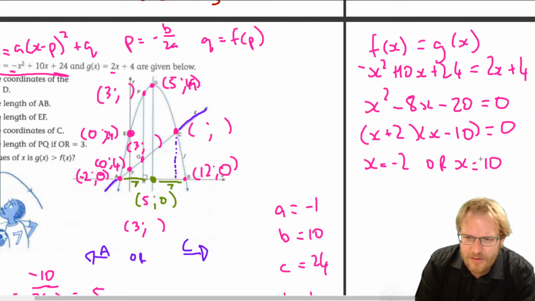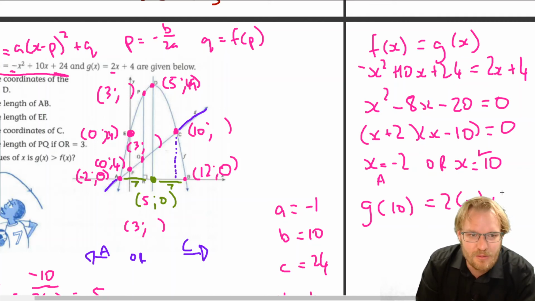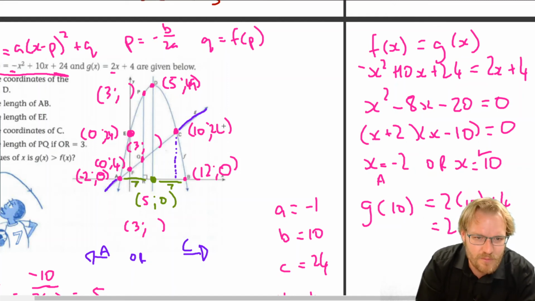We're going to pick this one over here because this one relates to A. For this one, fill in the diagram over here. Now we need to work out the output. Given the input, to work out the output, just sub into the equation. I'm going to sub into G because it's a lot easier subbing into a straight line. So 2 times 10 plus 4 equals 24. That's our y value, so 24.